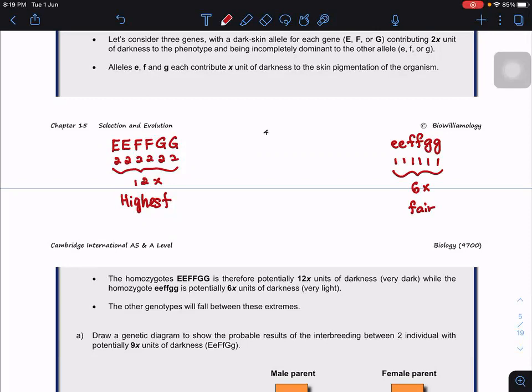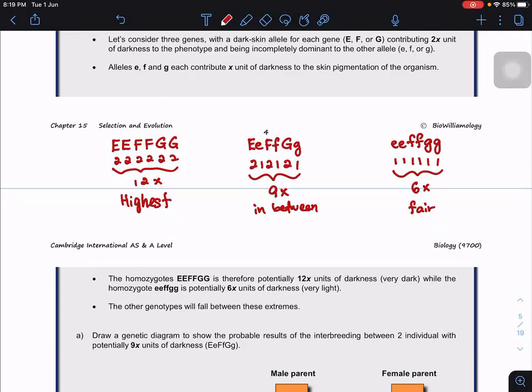For example, if someone is heterozygous for all, big E, small e, big F, small f, big G, small g, then you're going to get 2, 1, 2, 1, 2, 1. So the skin pigmentation will be 9. Can you see that? It's in between. This is what we mean by additive effect. Each allele gives us a little bit here and there to top up and make the final phenotype.